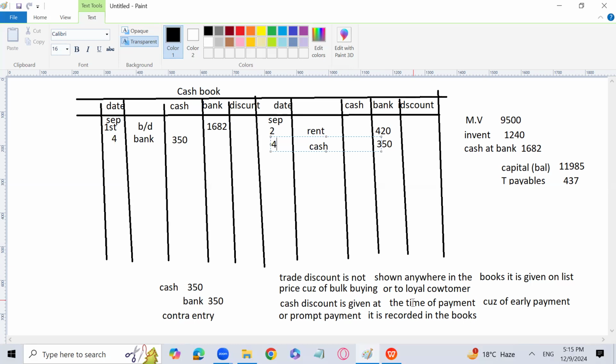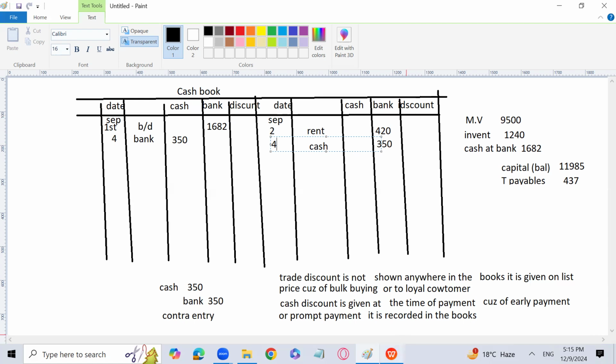Cash discount is given at the time of payment and it is shown in the books, and that is given because of early payment or prompt payment. And it is recorded in the books. So there are two types of cash discount: discount allowed, which is an expense for the business, and discount received, which is an income for the business. So the debit column of discount is known as discount allowed, an expense, and the credit column is known as discount received, an income.